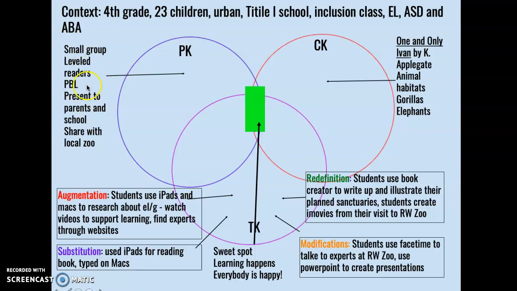My pedagogy was small group. I used leveled readers. I had some science material that was leveled for them. It was project-based learning, and in the end, my students were going to be creating presentations for parents and the school, and information that they could share with the local zoo, which for us was the Roger Williams Zoo, which probably is local for some of you too.